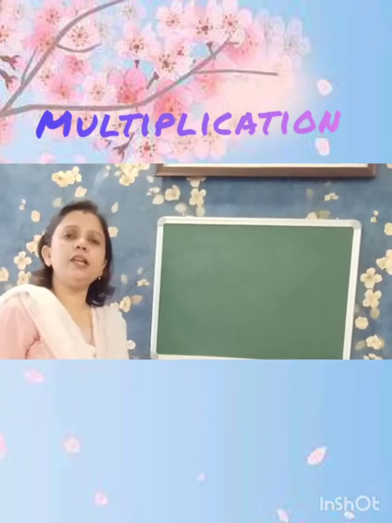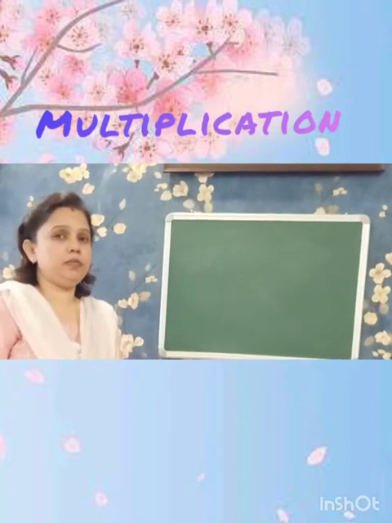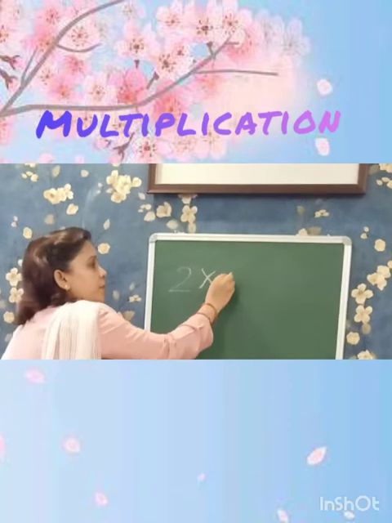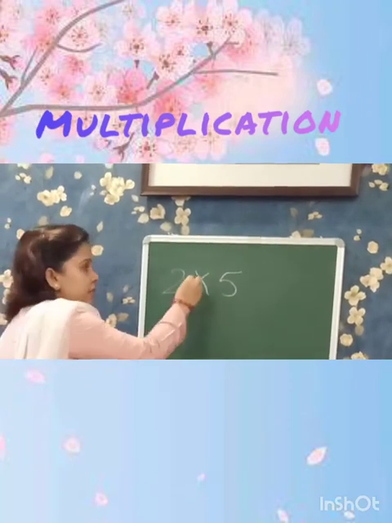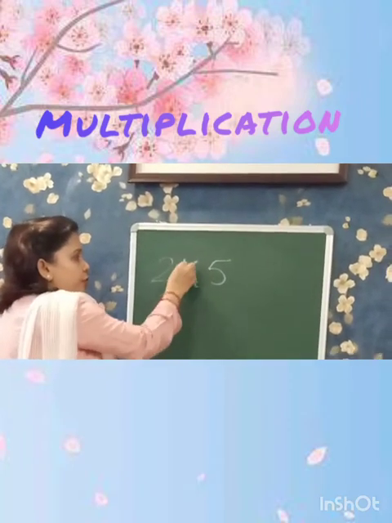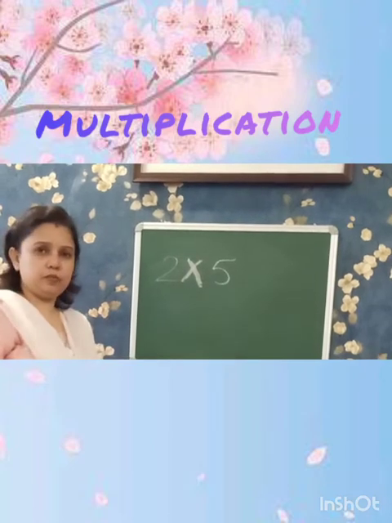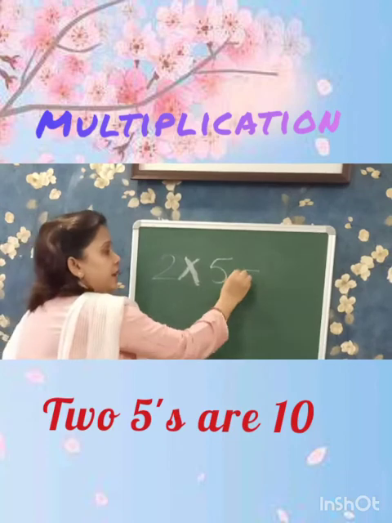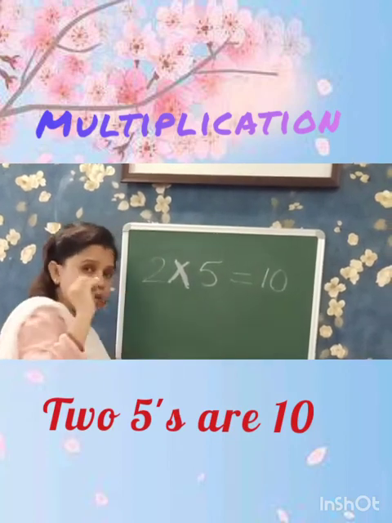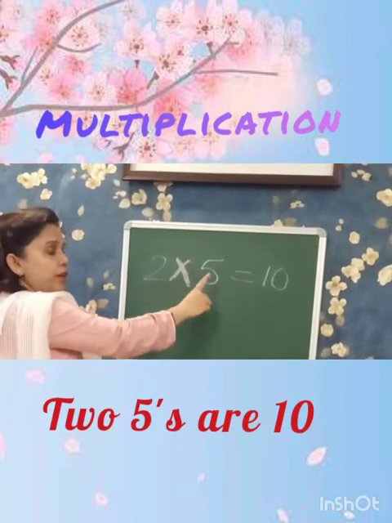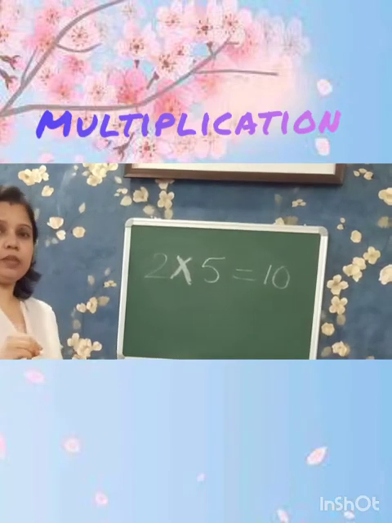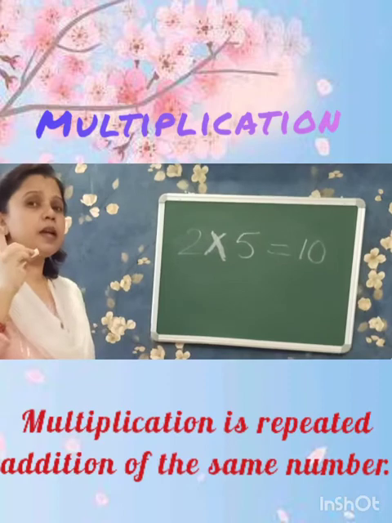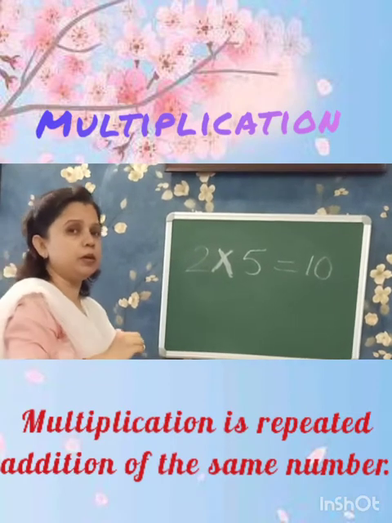You have already learned the multiplication table. You know this is 2 multiplied by 5. This is the sign of multiplication. We read it as 2 fives are 10. You know the table of 2, children? 2 fives are 10. Now I said multiplication is repeated addition of the same number.